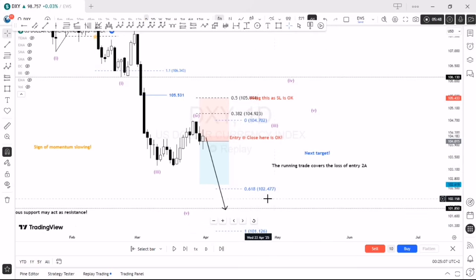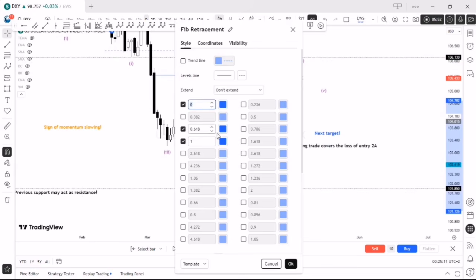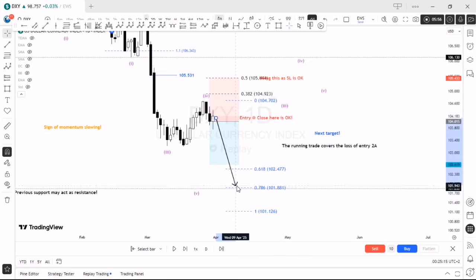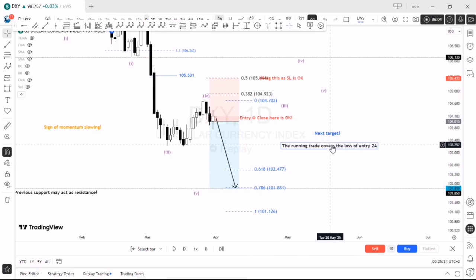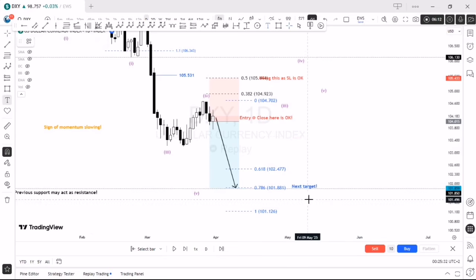We did reach the 23.6, but the 38.2 is not really a necessity to reach. So an entry is okay here. A 50 level is okay also as a stop loss. Why? Because we didn't even reach the 38.2. Should we have reached the 38.2, I think we would have used the 61.8 as our stop loss, as Balan normally suggests.